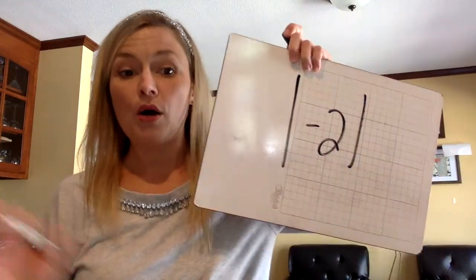Number 24 asks, after pulling into a spot, she backs up 2 feet. Write an expression with an absolute value to show the distance. So that would be the absolute value of negative 2, written inside of the absolute value bars.